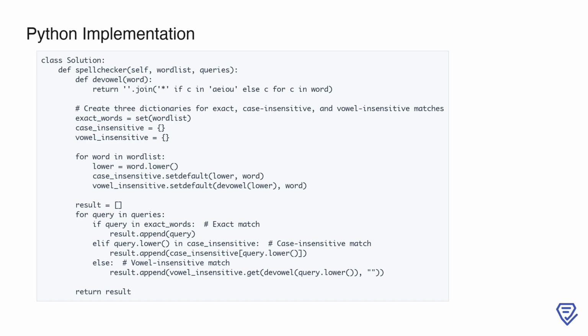For each query, we check the three matching rules in order of priority. If the query exists in the exact_word set, it is added directly to the result. If not, we lowercase the query and check the case_insensitive dictionary. Finally, if no match is found, we apply the devowel function to the lowercase query and check the vowel_insensitive dictionary. If no match exists even after these steps, we append an empty string. This approach efficiently handles the problem requirements with preprocessing to enable fast query lookups.